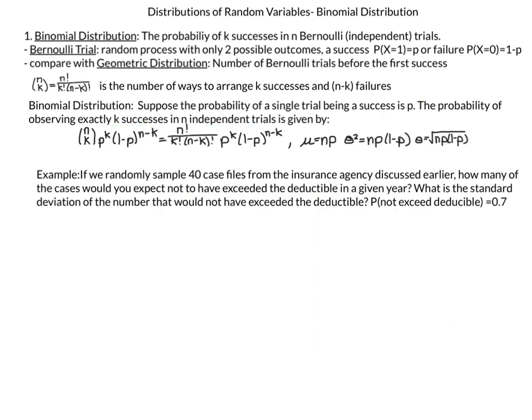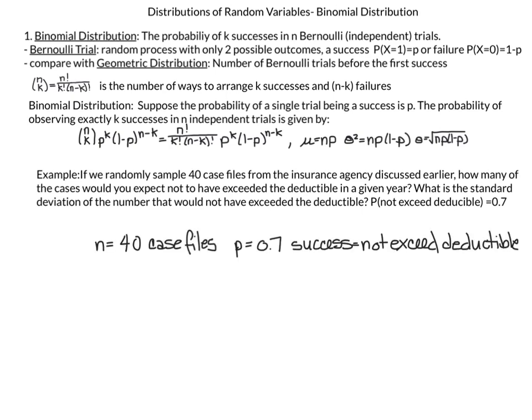Our next example: if we randomly sample 40 case files from the insurance agency discussed earlier, how many of the cases would you expect not to have exceeded the deductible in a given year? What is the standard deviation of the number that would not have exceeded the deductible? And remember, the probability of not exceeding the deductible is 0.7. So just reading through, n equals 40 cases, probability of a success, which is not exceeding the deductible, is 0.7.